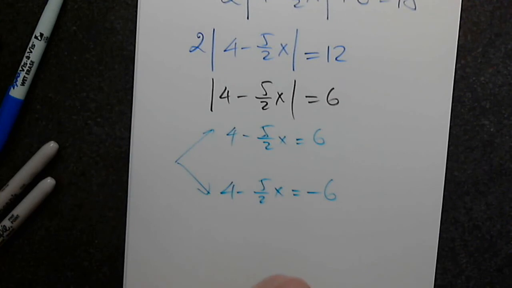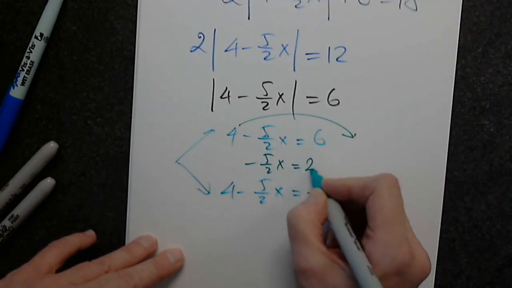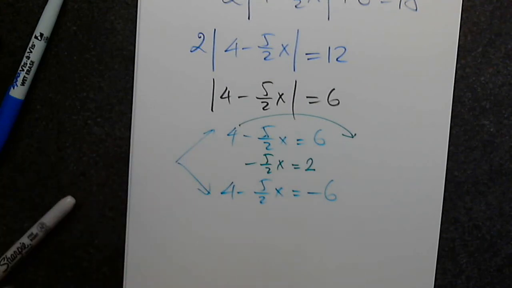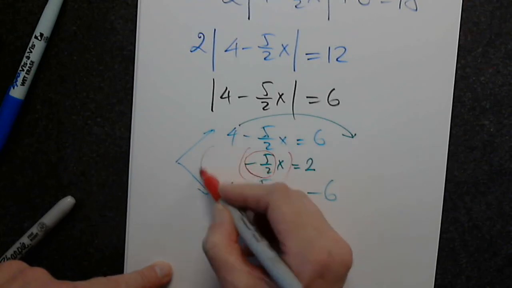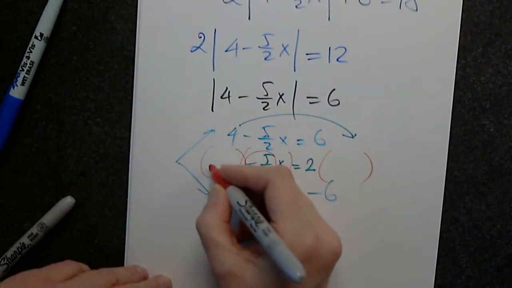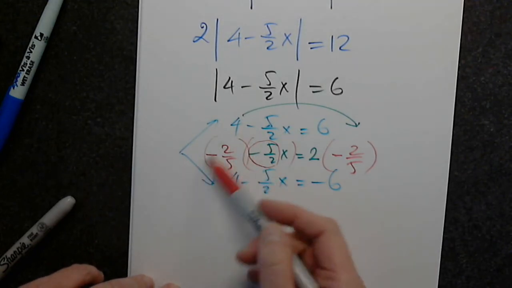I recommend first subtract 4. So then negative 5 halves x equals 2. 6 minus 4 is 2. And then multiply by the multiplicative inverse of this, so we can get rid of negative 5 halves. What is the multiplicative inverse of negative 5 halves? Negative 2/5. Very good. All this disappears.